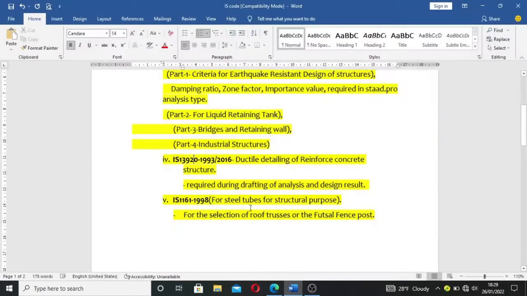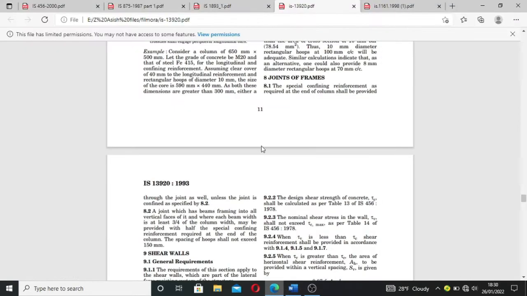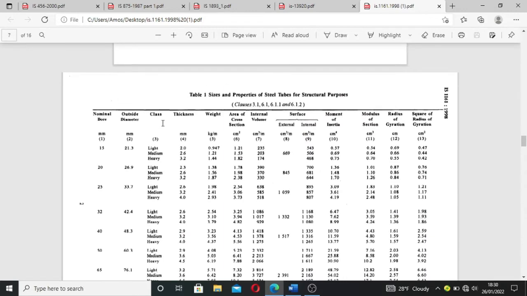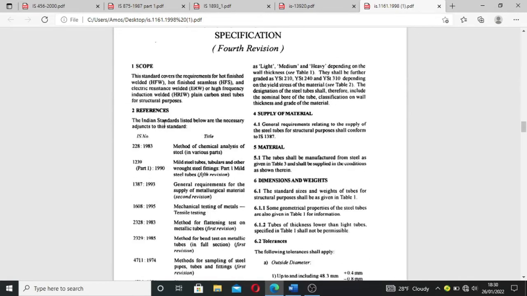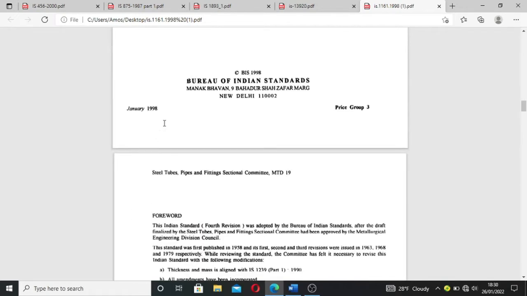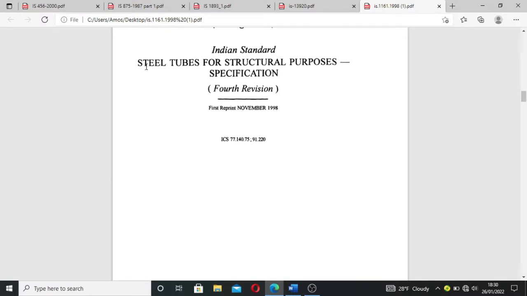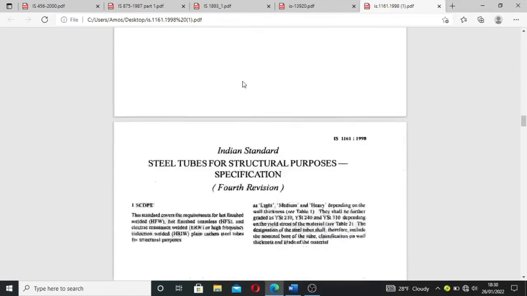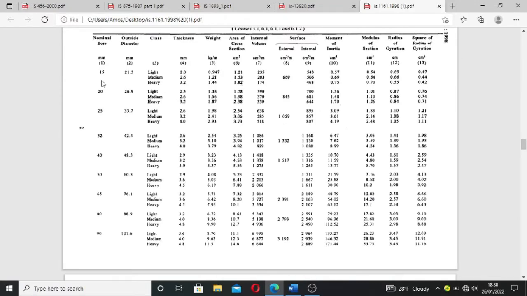Lastly we have IS 1161, because this code talks about steel tubes. Usually after everything is done, you need to design the roof truss also. It's needed for that purpose, or else you usually use these steel tubes for futsal fencing or other purposes. At that time you also need to know the density and the types of the tubes, and for that purpose you also need this one.